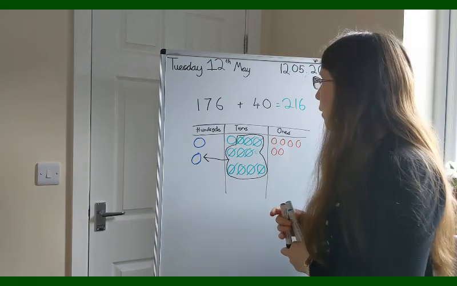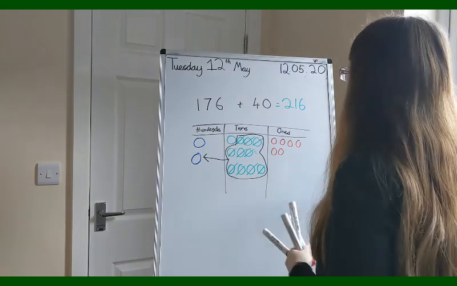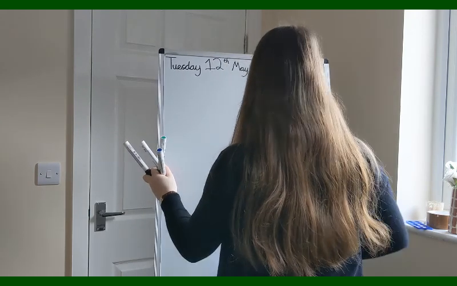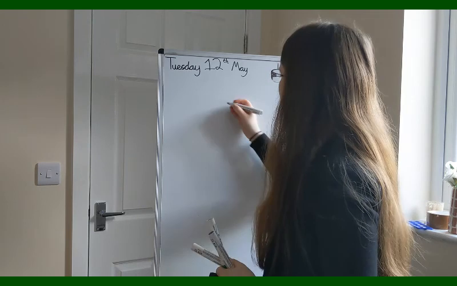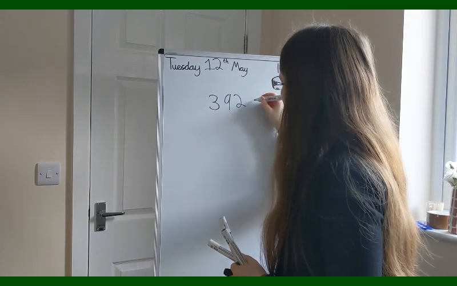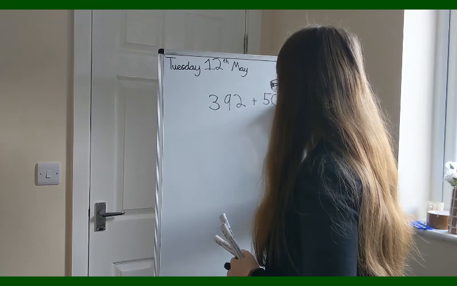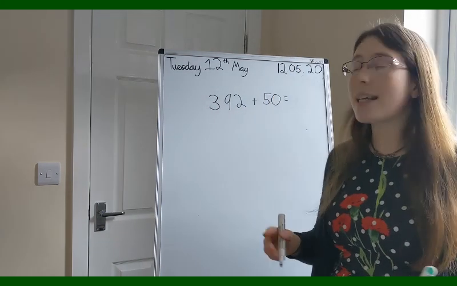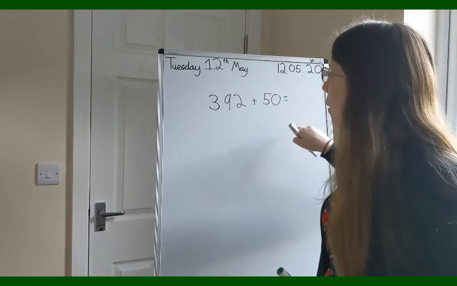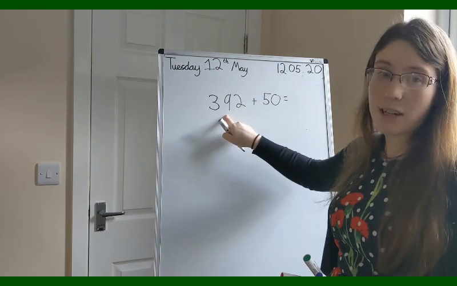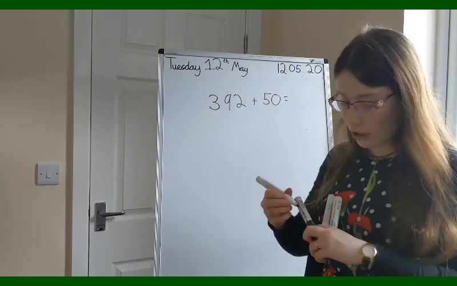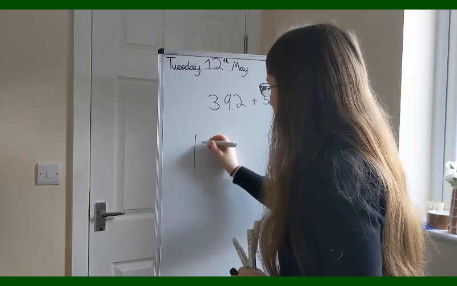So let's try one more example. So this time let's go for 392 add 50. So again, we're adding tens. Our ones column is not going to change. Our tens column is definitely going to change, and our hundreds column is probably going to change. So let's draw back out our place value grid.